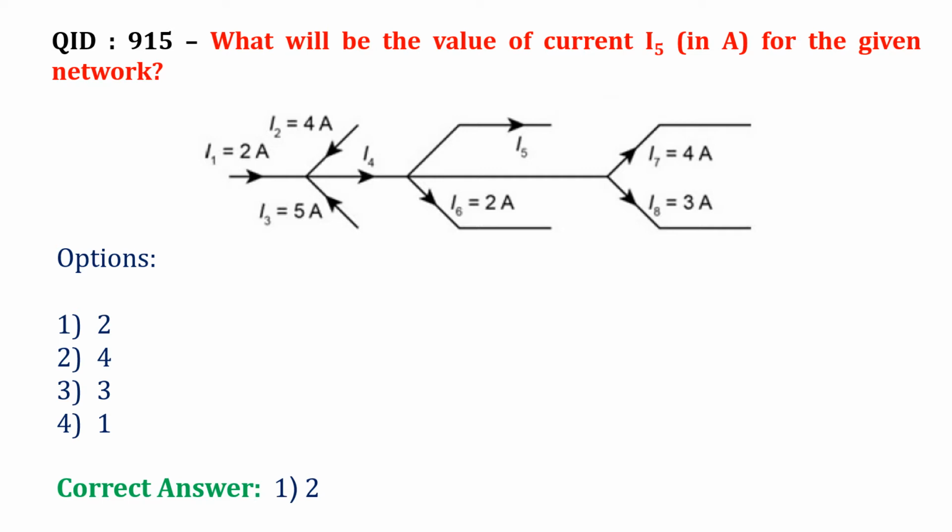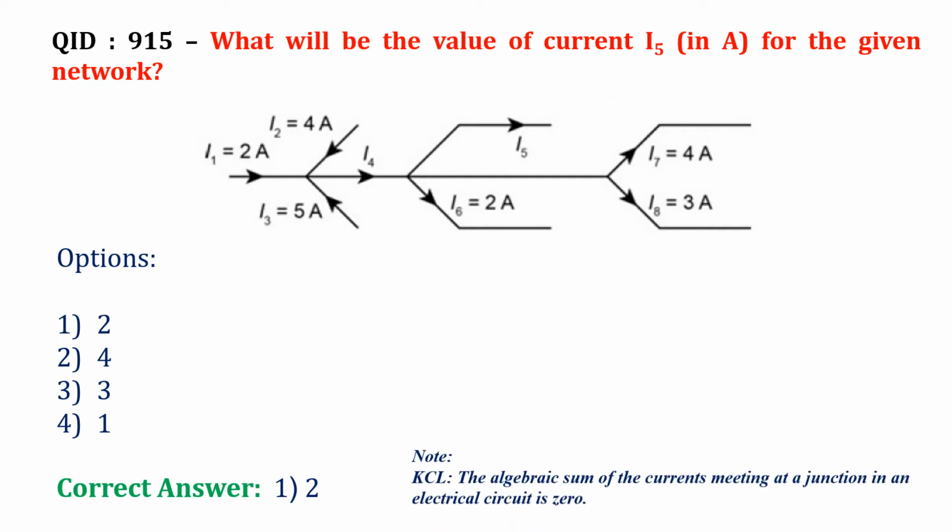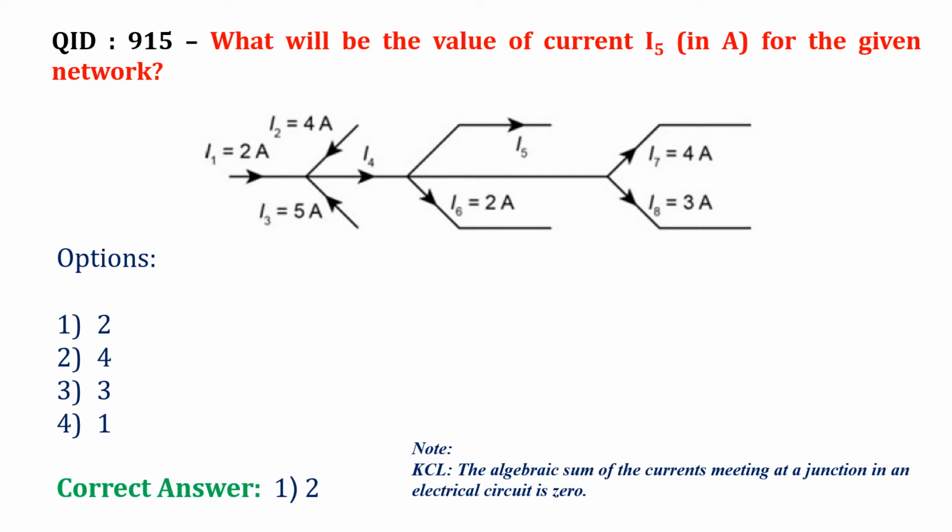Kirchhoff's current law states that the algebraic sum of the currents meeting at a junction in an electric circuit is 0. In other words, if you take one node, the current entering into the node will be equal to the current leaving from the node. Let us take the first node or junction. We discussed the difference between node and junction in the previous video.